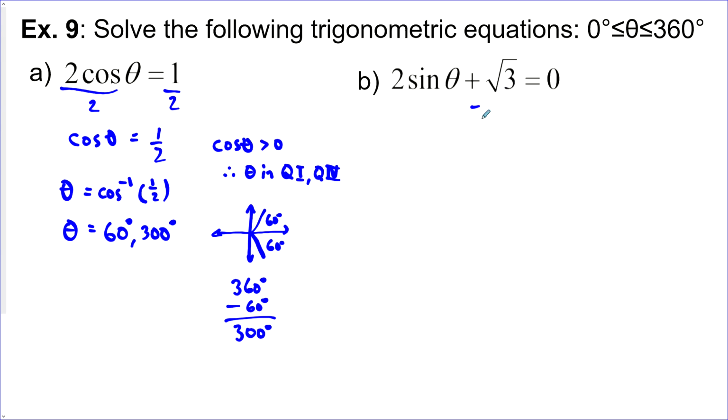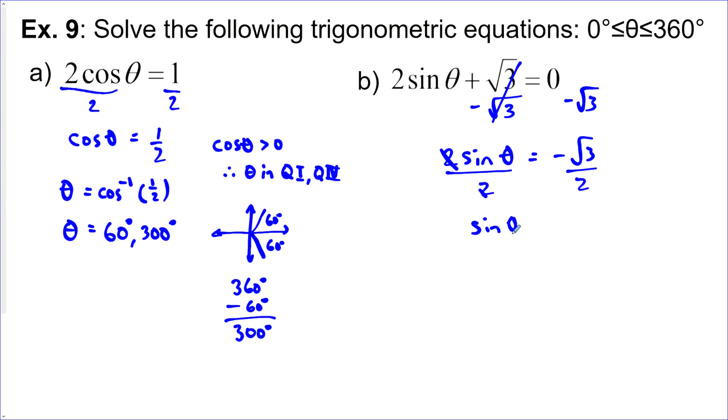Next one, we'll have to do a bit more algebra, minus root 3 on both sides. So 2 sine theta is equal to negative root 3. Divide by 2 on both sides, and we get that sine theta is equal to negative root 3 over 2. Now, sine trig ratio is negative, so sine theta is less than 0. Therefore, theta is in quadrant 3 and quadrant 4, so below the x-axis. So let's do this in our calculator.